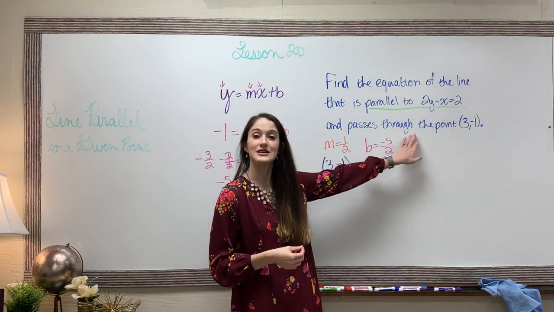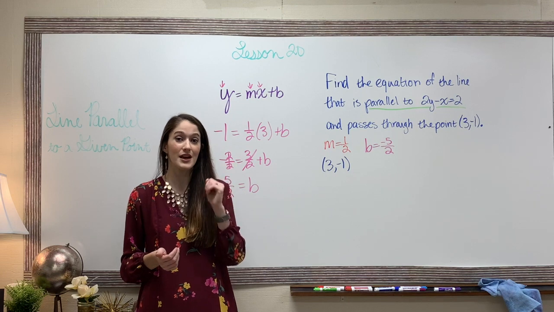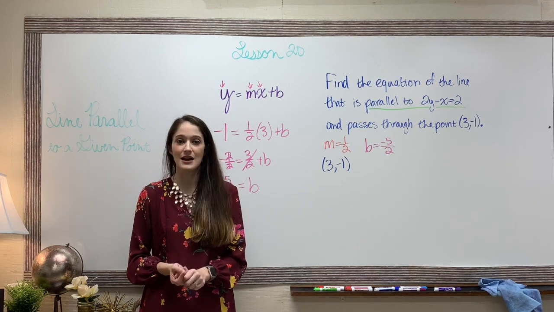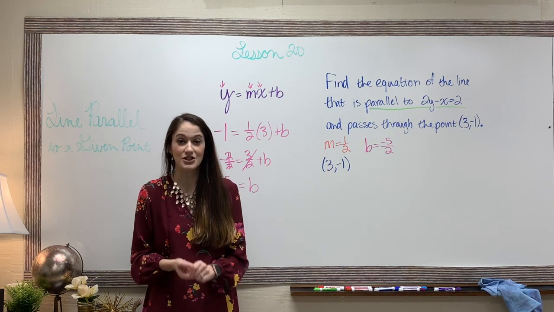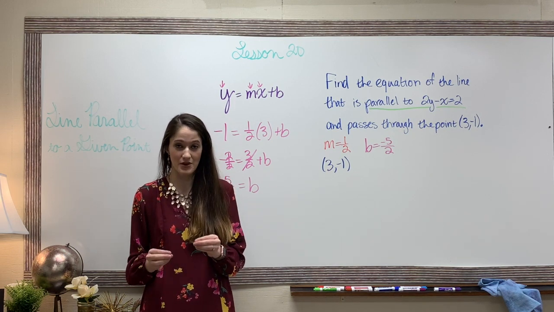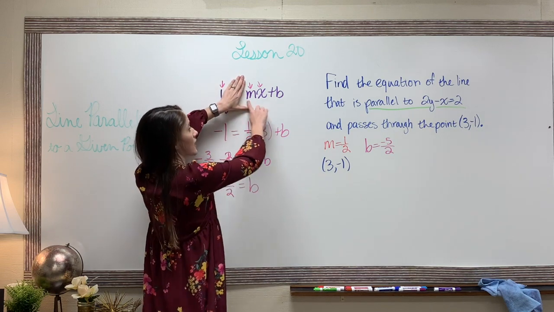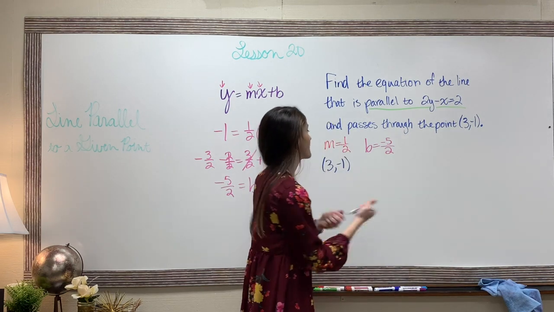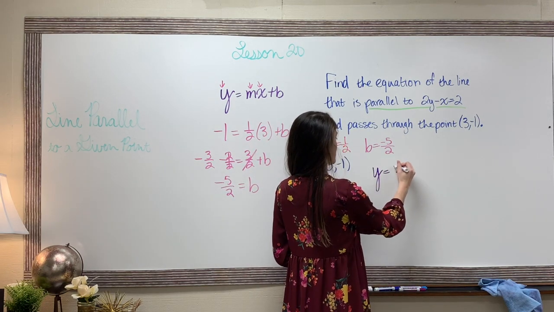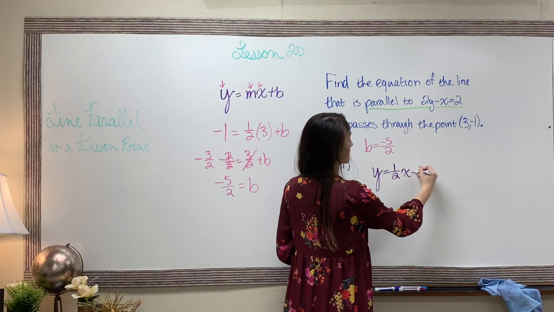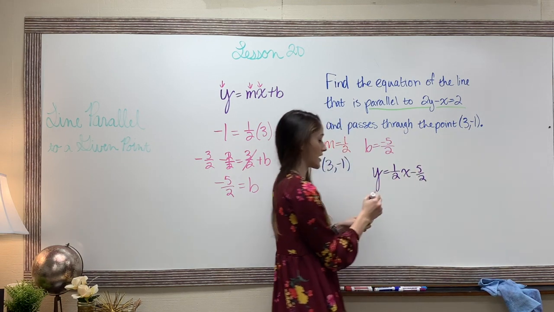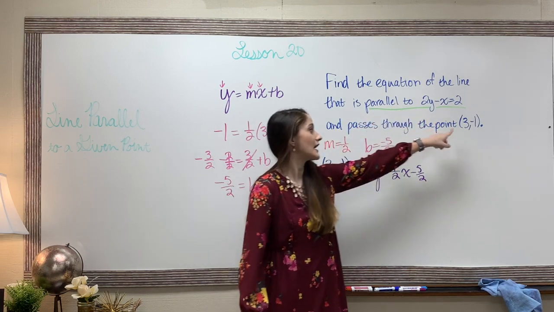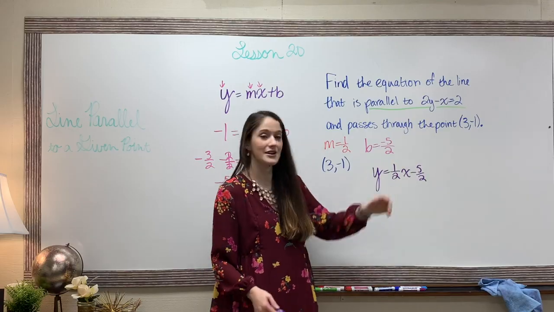Remember, when they are asking these types of questions, they're wanting an equation. So if I do not have y equals, it is not an equation. Definition of an equation, it has to have an equal sign. So remember that. Don't just write this part. That is not the full answer. So we have y equals 1/2 x minus 5/2. Okay, so we have just found the equation of the line that is parallel to this line and passes through this point. So we've done it, we're good to go.